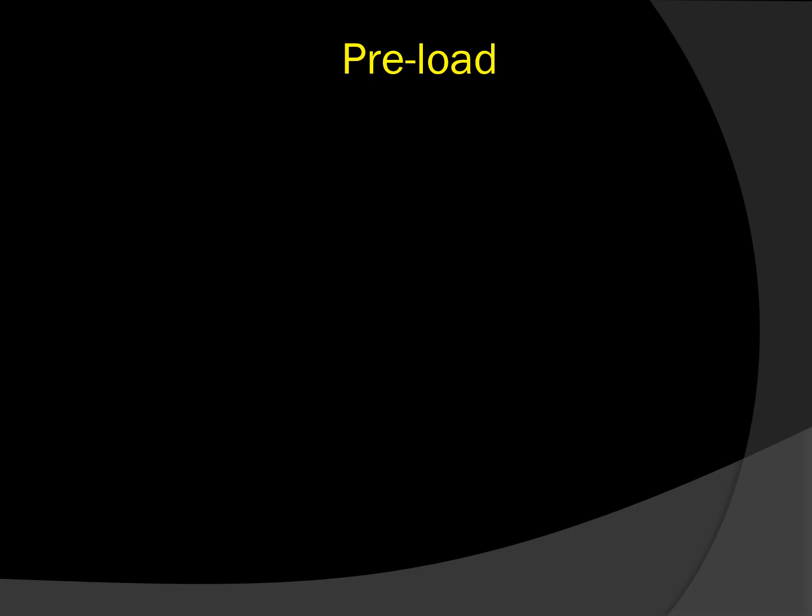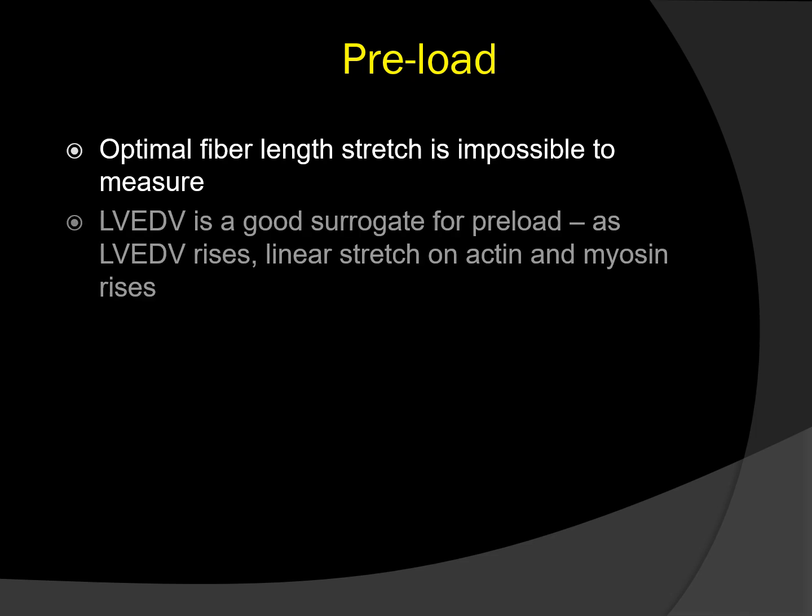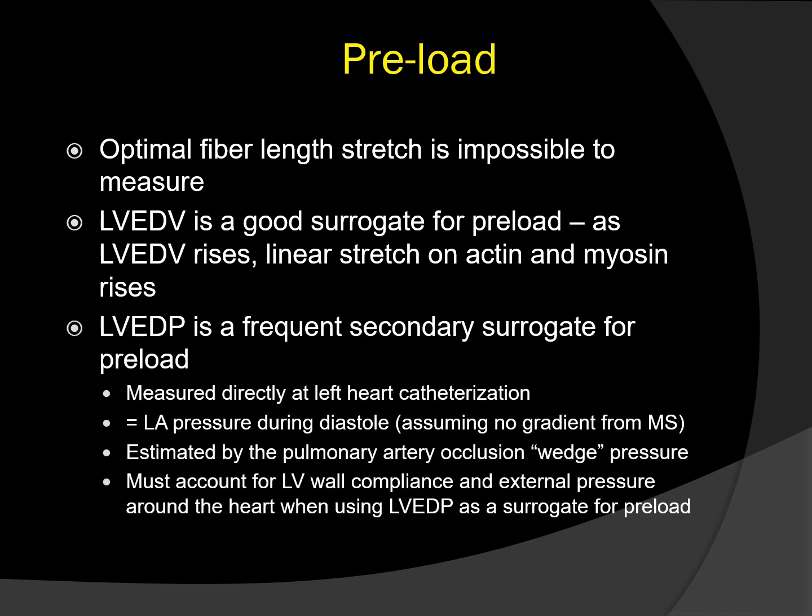So let's circle back one more time to how we think about preload with respect to Starling's curve and patient management. Although in theory we would like to know the actual pre-contraction fiber length stretch in myocytes, in reality that's impossible to measure. So instead of distance, we use left ventricular end diastolic pressure as a surrogate for preload, since we know that as LV-EDV rises, the linear stretch on actin and myosin also rises.